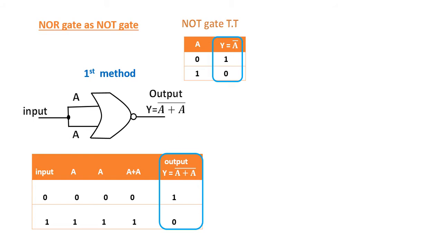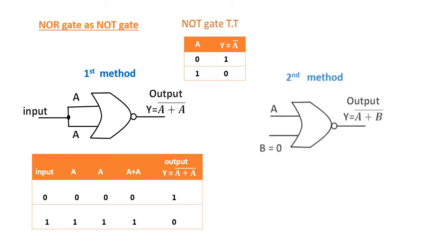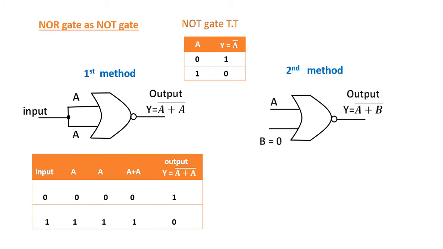So if the inputs of the NOR gate are merged into a single input, then it will act as a NOT gate. We have verified this by using the values of our input. To prepare NOT gate from the NOR gate, we have another method also. This is my second method here. In the second method, any one of the inputs of my NOR gate has to be always low. Here I have kept B as low, but you can also keep A as low and change the value of B. But I am going to change the value of A here and keep B as low. So the output of my NOR gate will be Y equals (A + B) complement, and this output is equivalent to the output of my NOT gate.